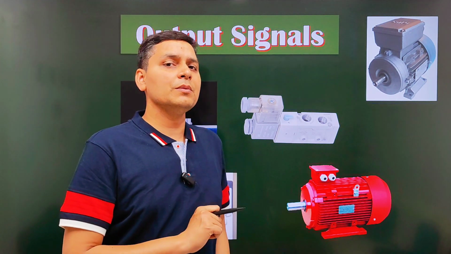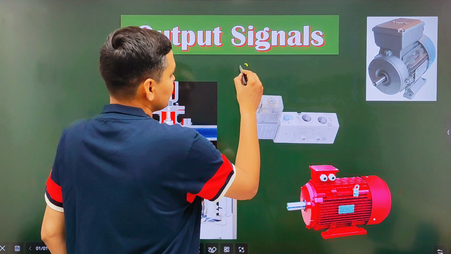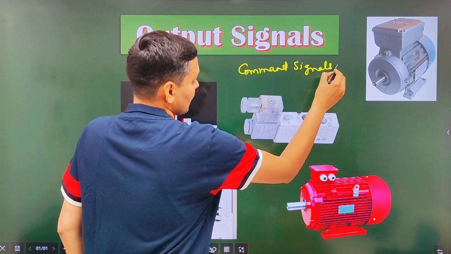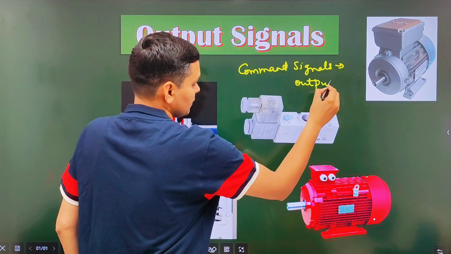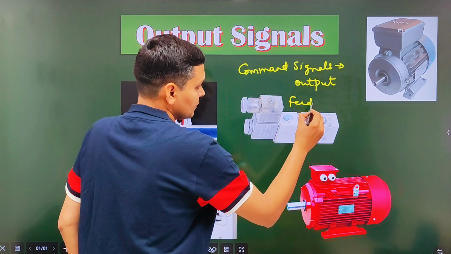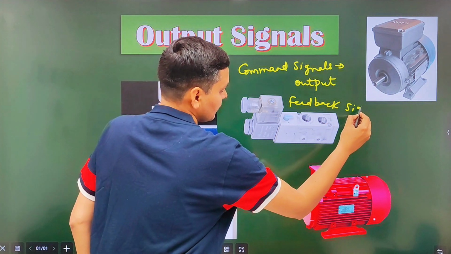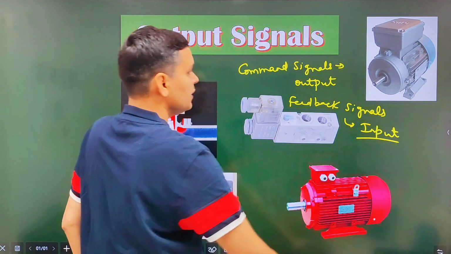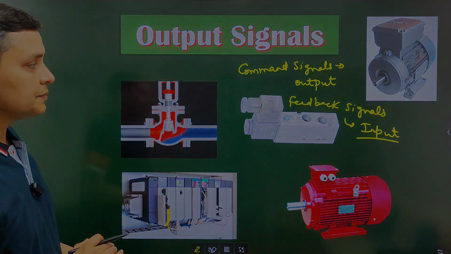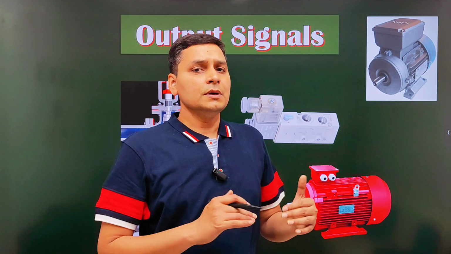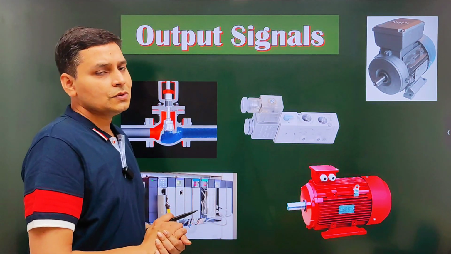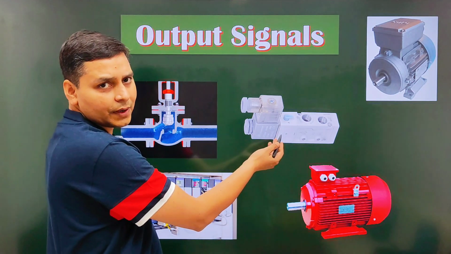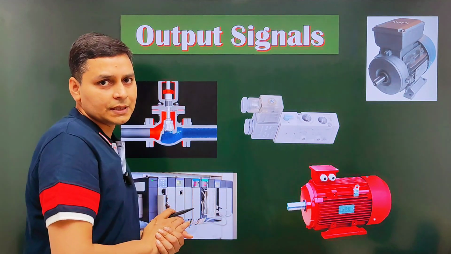One more important point, you can note it down. The command signals are output signals and the feedback signals are input signals. Please note it down, it is an important point. Now, if we talk about motor RPM command, it will also be an output signal. And if we are giving a signal to a solenoid valve, it will also be an output signal.